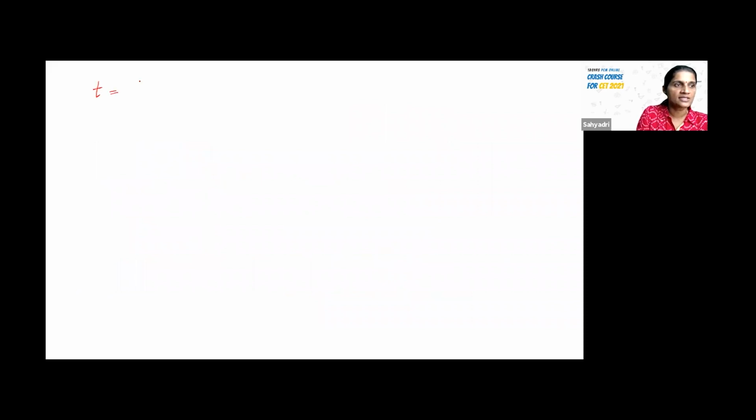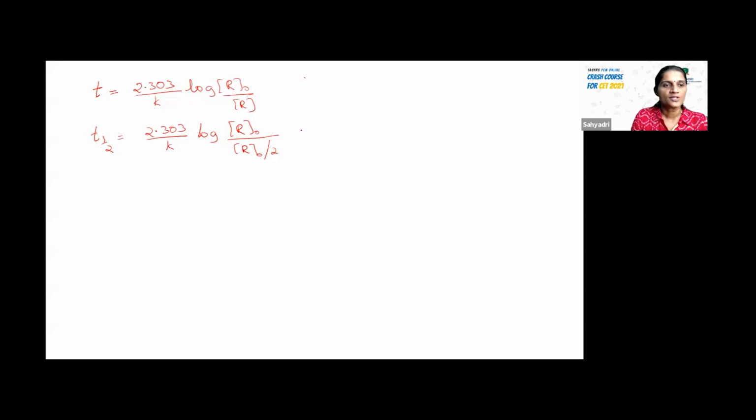So I will rewrite t is equal to 2.303 divided by k into log of R naught divided by R. Now, for T half, or we can also take A by A minus X. T half is equal to 2.303 divided by k log, R naught will not change, but R becomes R naught divided by 2. So this is equal to 2.303 by k log of R naught by R naught by 2, R naught will cancel. So log 2. This is one expression for t half.